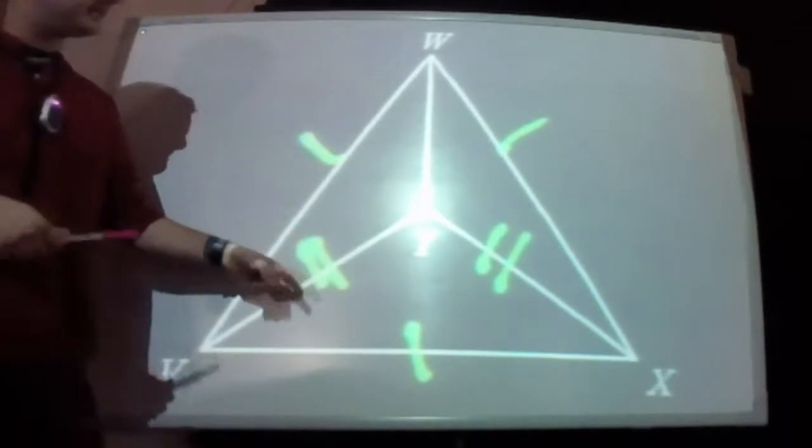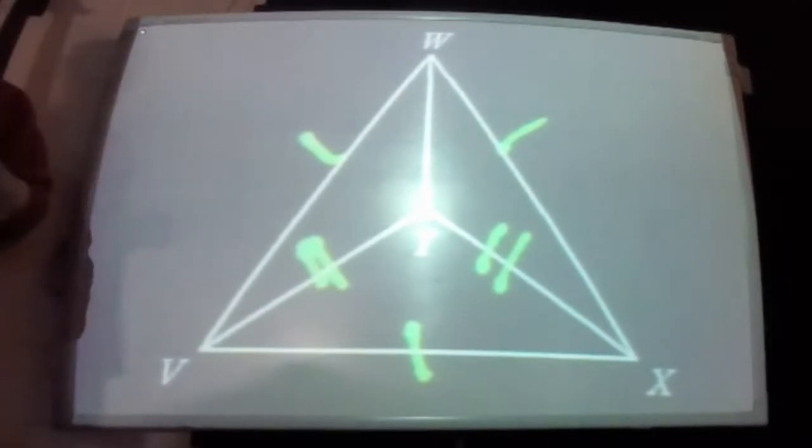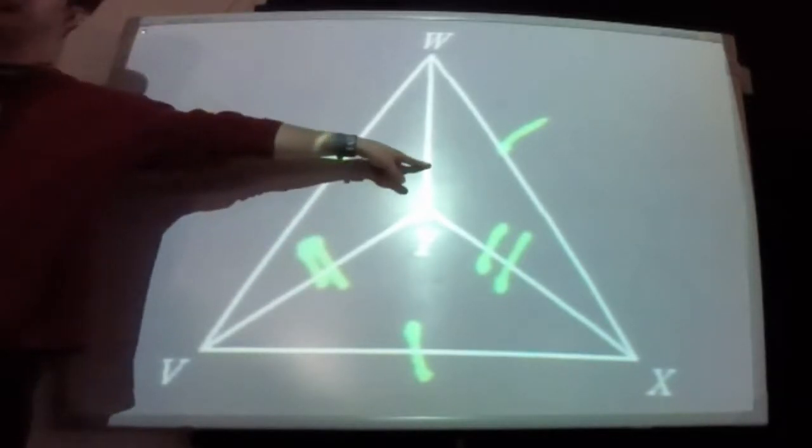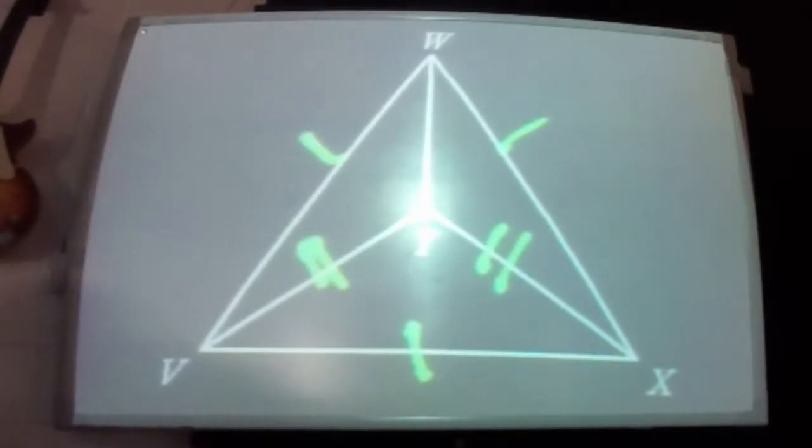You've got a side and a side, a side and a side. We don't have any angles. It would help if maybe we had another side. And they share a side. You see that the one side that we don't have is shared, isn't it? So that's got to be the same. So what do we have? Side, side, side.